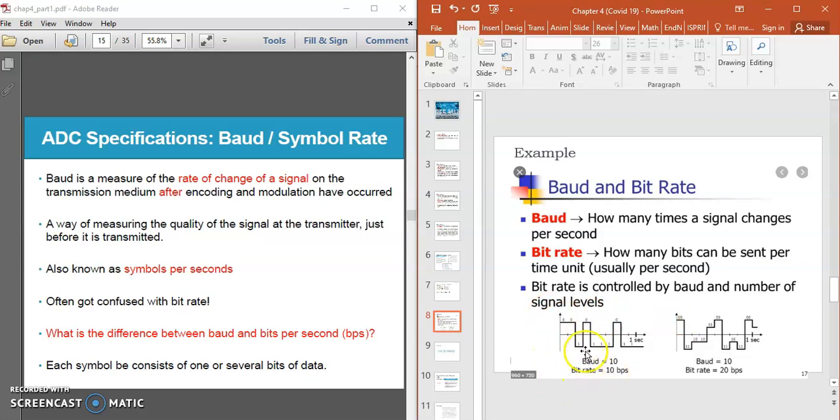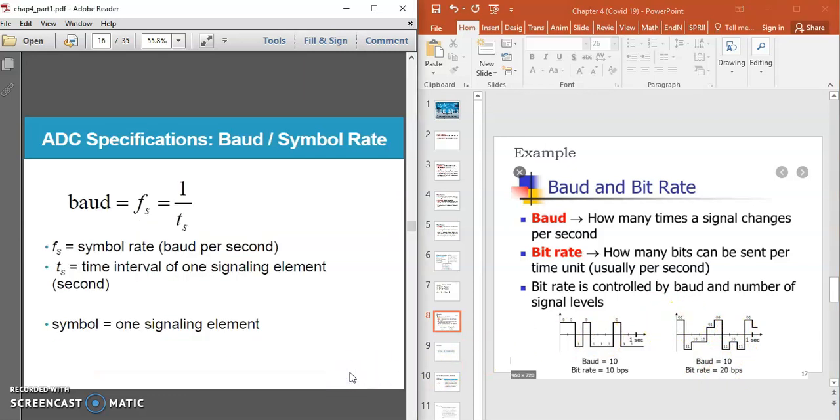So how about baud and bit rate? What is the difference? Okay, baud. How many baud here? 1, 2, 3, 4, 5, 6, 7, 8, 9, 10. Okay, 10. How about bit rate? Bit rate is 10 bps because 10 times 1 bit. Okay, now how about the second one? The baud is also the same: 1, 2, 3, 4, 5, 6, 7, 8, 9, 10. How about bit rate? Now you must multiply by 2, because you are using 2 bits.